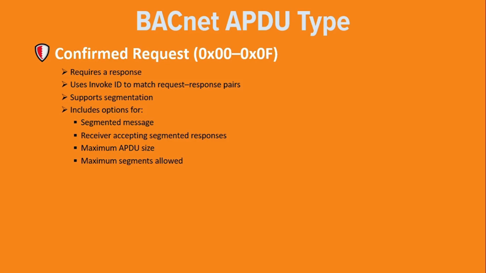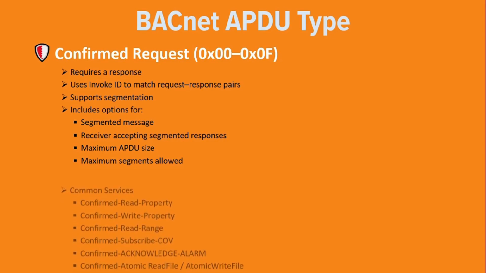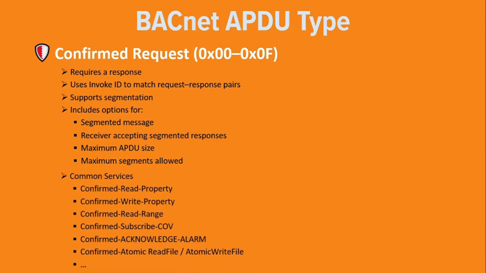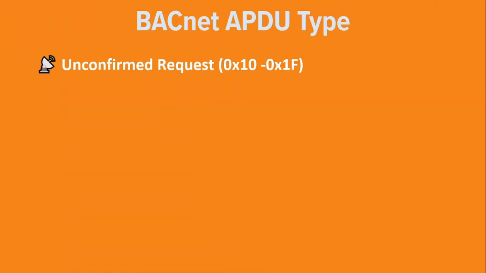Confirmed requests are used by several key BACnet services, including confirmed read property, write property, and read range. They're also used for subscribe COV, acknowledge alarm, and file operations like atomic read file and atomic write file. These are the services you'll see most often when working with BACnet/IP.